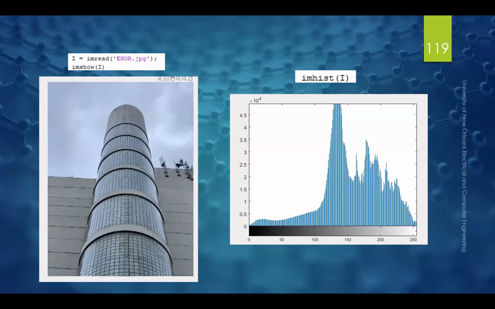Okay. But looking at this image again, it shows that there's some black content and some real white content on the other end. But most of the image's intensity is located somewhere in the middle, especially in this area right here. Which doesn't make the image good or bad. It's just giving you information about where the intensity of the pixels is located.